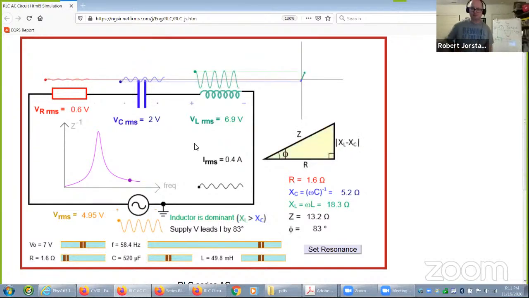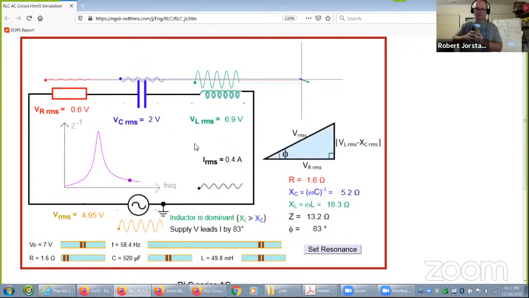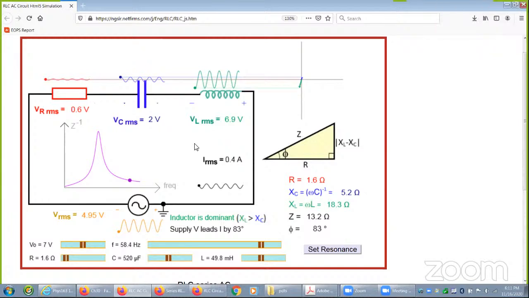I'm going to pause and see if you have questions. This is intense. Can you explain the graph with the purple?